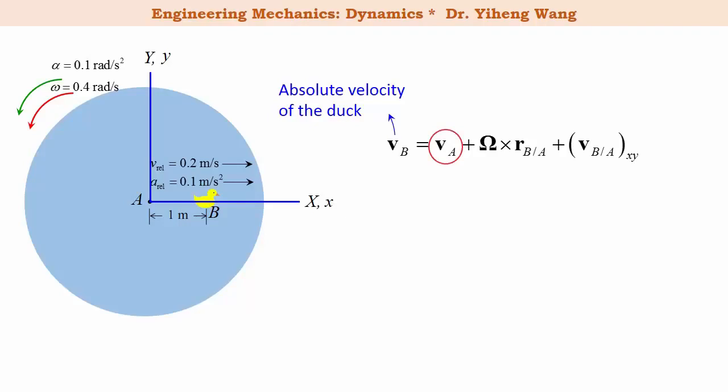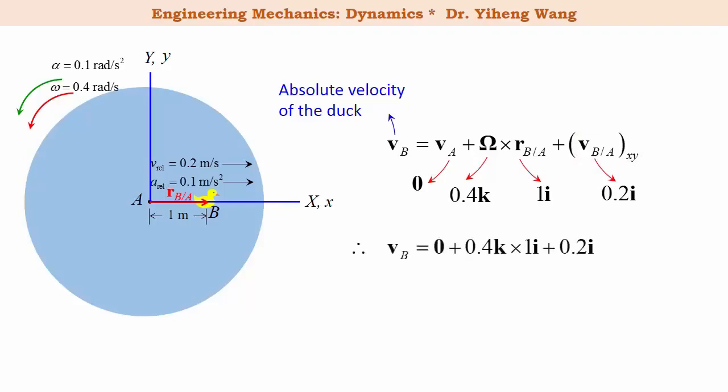VA is the absolute linear velocity of point A. In this case, it's 0 because it's the center of rotation. Omega is the angular velocity of this rotating frame, 0.4 k. RB/A is the relative position of B with respect to A. In this case, this vector here, 1I. And this last term is the relative linear velocity of the duck, 0.2I. Therefore, with all the information, we can determine the absolute velocity of the duck.